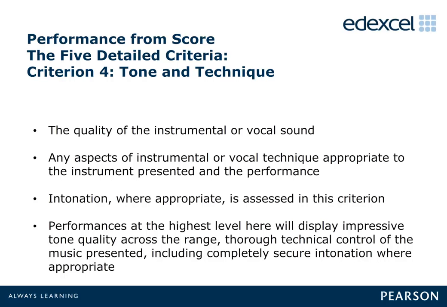Performance from score, the 5 detailed criteria. Criterion 4, Tone and Technique. Tone and technique are covered in the 4th detailed criterion. Here, assessment is made of the quality of the sound produced, and of the handling of any technical requirements within the music. Where appropriate, these technical requirements include intonation and coordination, amongst other things. Performances worthy of top marks here will have an impressive tone quality across the whole pitch range and demonstrate secure technical control throughout.